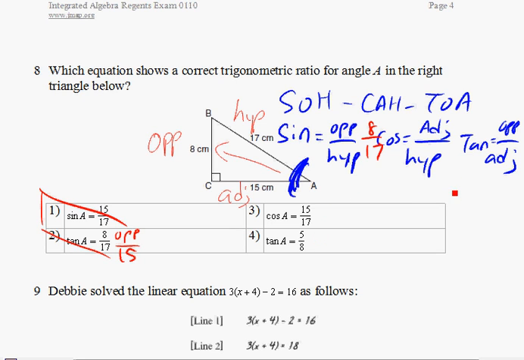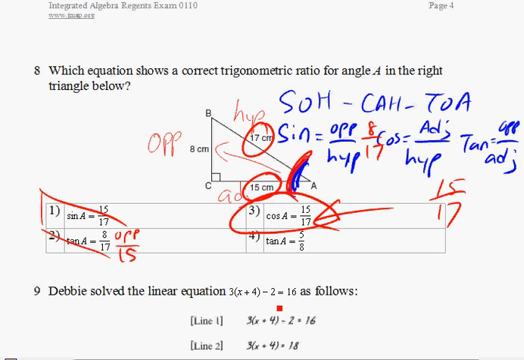And number 3, cosine of A is 15 over 17. And this is your correct answer. Okay? Cosine of A is equal to the adjacent side, which is 15, over the hypotenuse, 17. 15 over 17. Choice 3 is your correct answer. Let's move on.